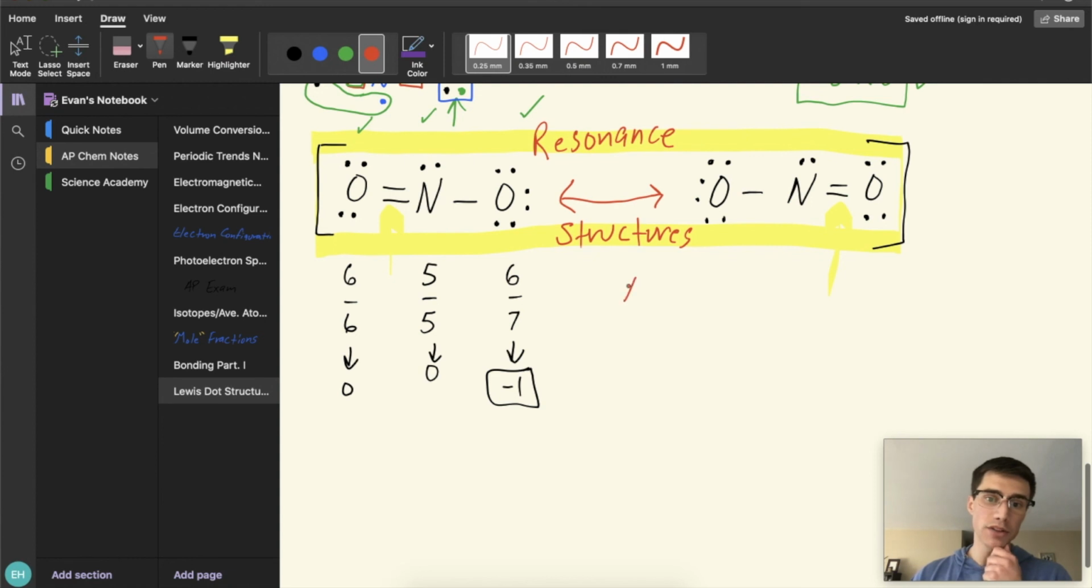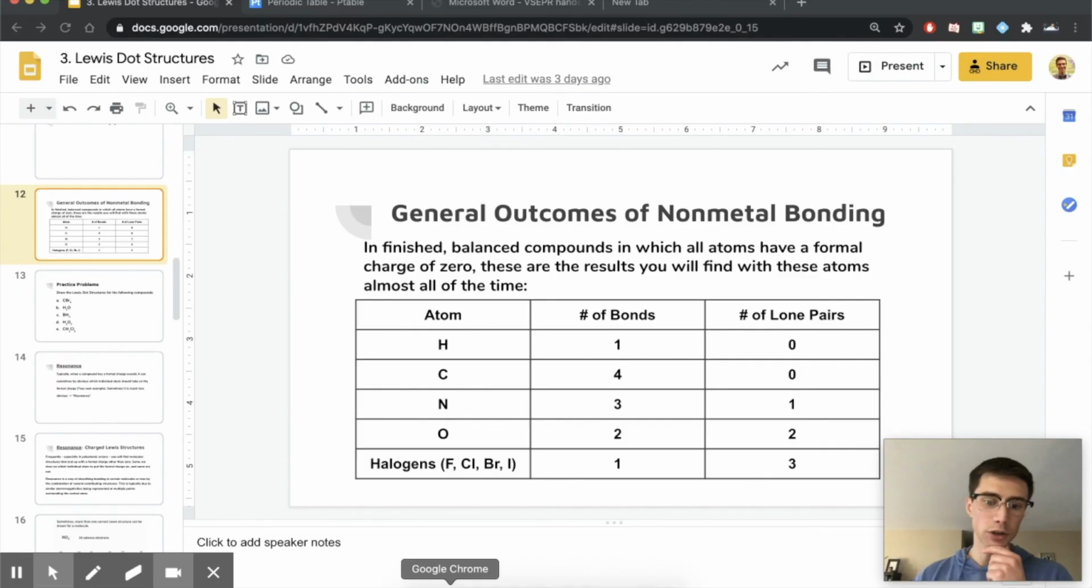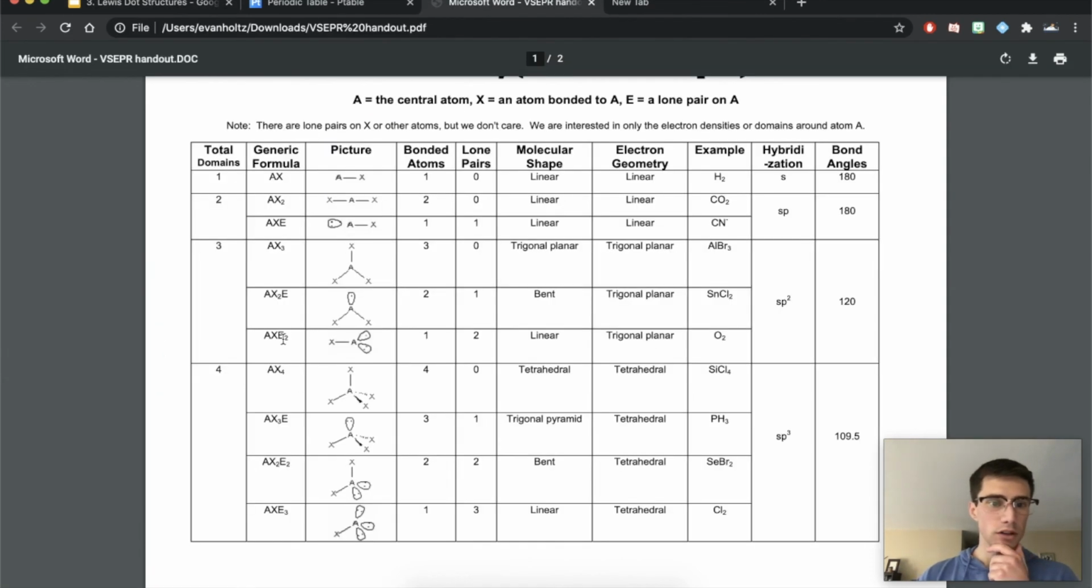So the way that we would write this out is AX2E, okay? So AX2E, total of 3 domains. That's what we see as this nitrogen right here, because we have two bonds, or two bonded atoms, right? Still has 3 bonds, but one of them's bonded twice. So it counts as one bonded atom with one lone pair. Now, obviously, there's still the second oxygen, so there's a total of 2 bonded atoms. That gives us a molecular shape that is bent and an electron geometry that is trigonal planar.